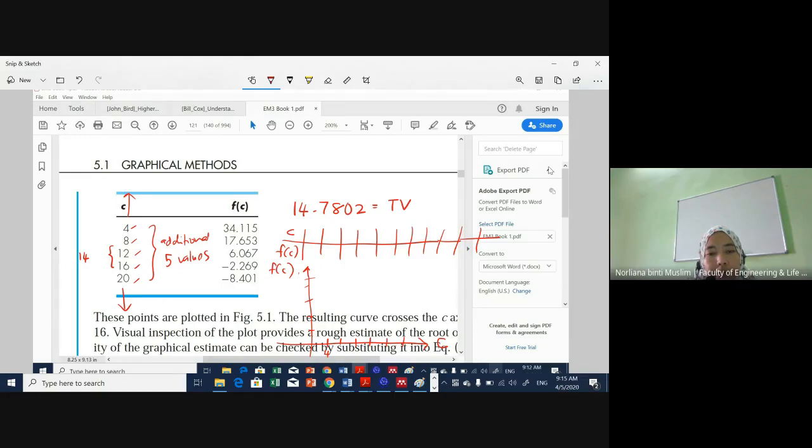Okay, so you just plot like this one, for example here. Once you have the set of points, then sketch. The graph should not be sketched linearly, which means you cannot use a straight line to connect the points because it is non-linear. So you have to use a curve. Sketch by using the curve.